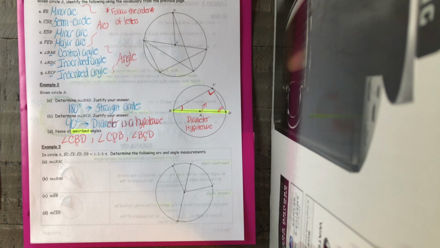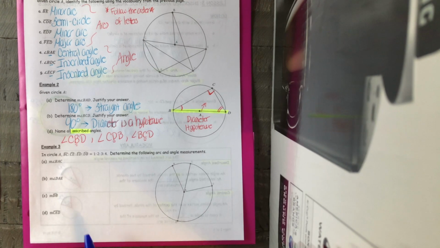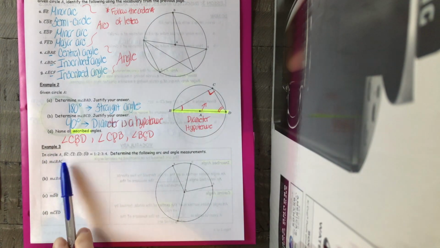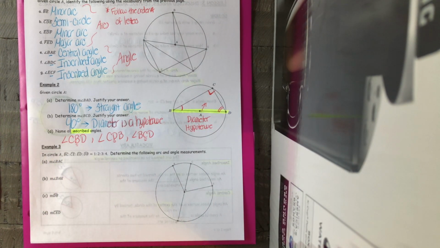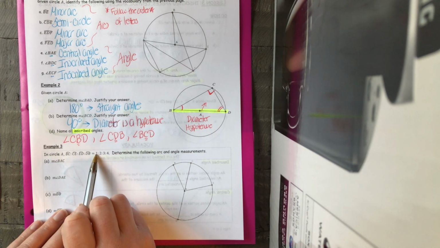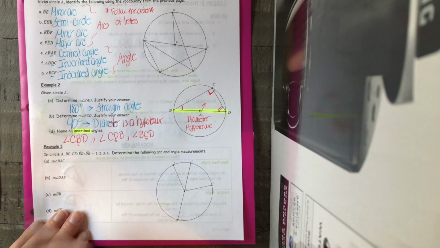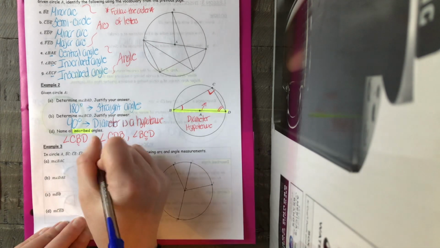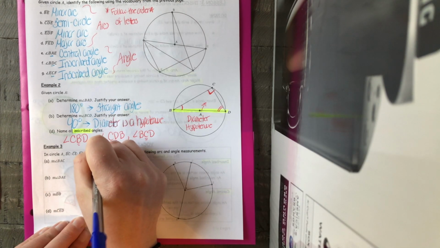Okay. So it says in circle A, we have arc BC is in a ratio with arc CE, and that's in a ratio with ED, and that's in a ratio with DB. So there's kind of a lot going on here. And it's saying that the ratio is 1 to 2 to 3 to 4. All right, before I even keep reading, this is a refresher from the last unit.